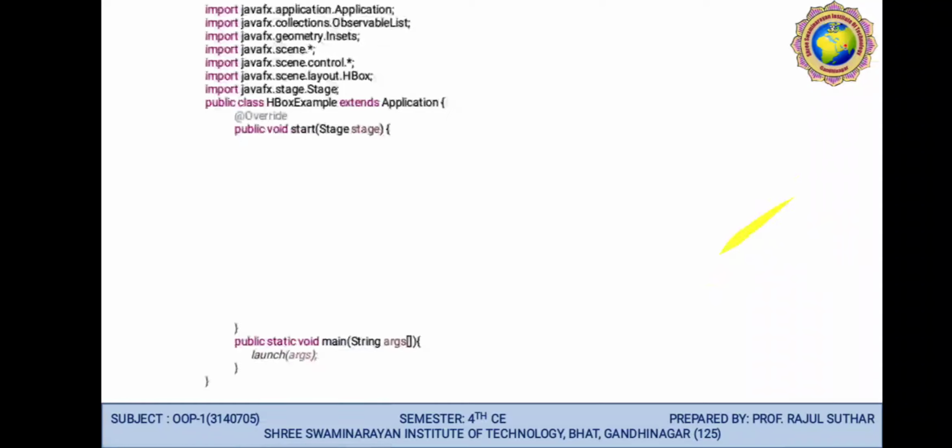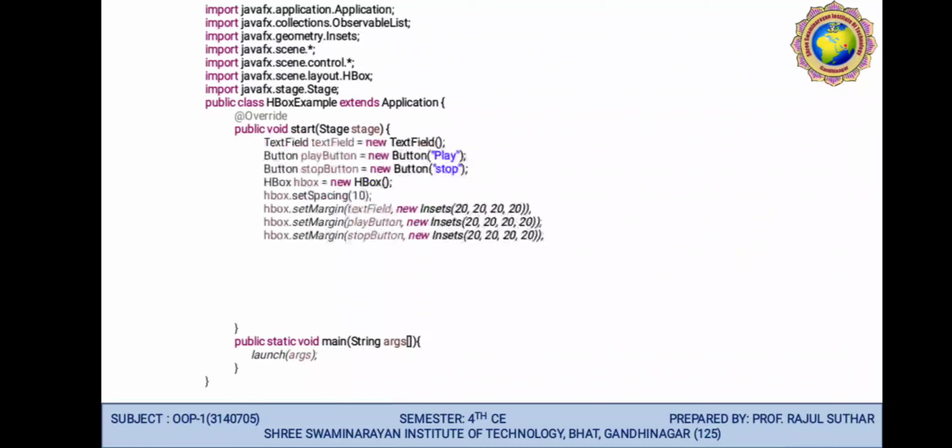It extends Application. We require public void start(Stage). So in the start method we write the logic for the HBox. TextField: we require a TextField equal to new TextField. Button: playButton equals new Button, and we apply the same for play and stop. HBox hbox equals new HBox. One object is created for HBox, so hbox.setSpacing, we apply spacing like 10.